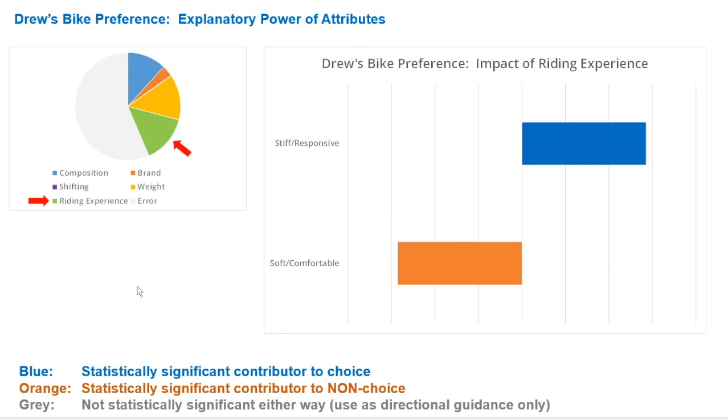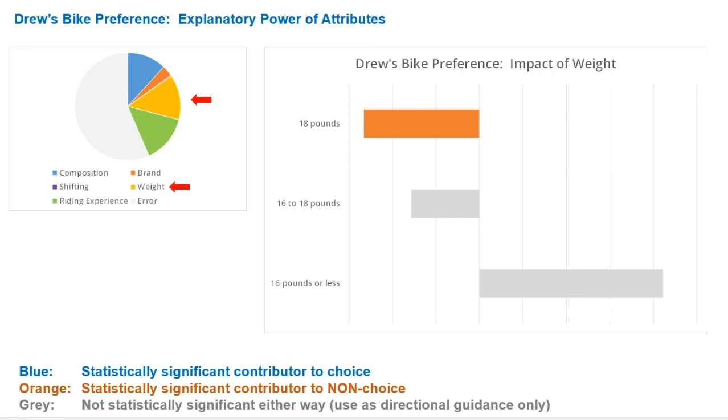So that was the number 1 factor. Number 2 factor, which is right behind, is the weight. And so we see in general, we've got 18 pounds here, 16 to 18 pounds, and 16 pounds or less. So we've got decreasing weight. And as you can see directionally, as the weight decreases, Drew prefers the bike more and more. Now, I can say that if the bike was 18 pounds, that was a statistically significant contributor to non-choice. But what I can't say is that if it was 16 pounds or less, that he statistically significantly preferred it.